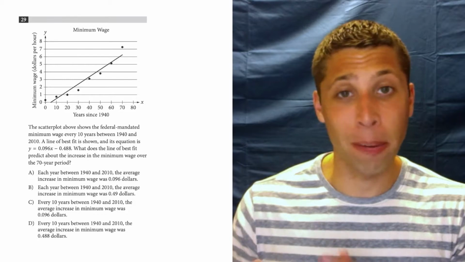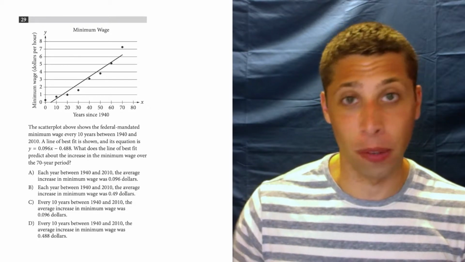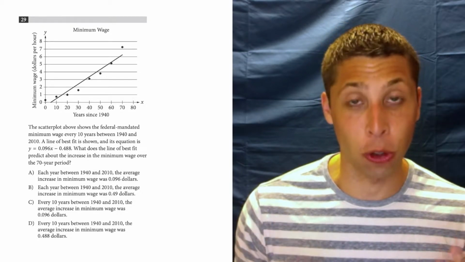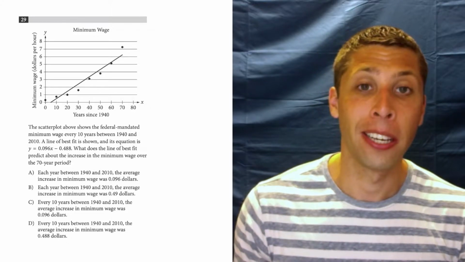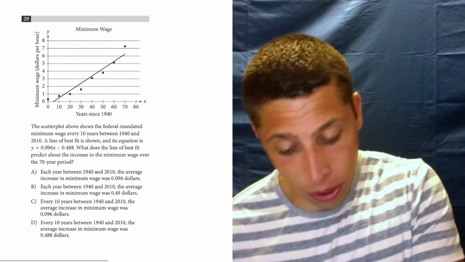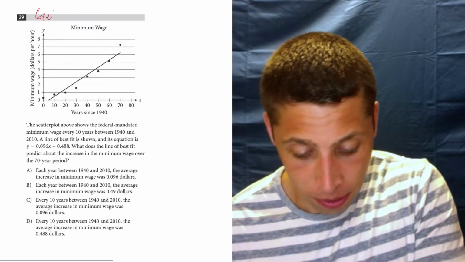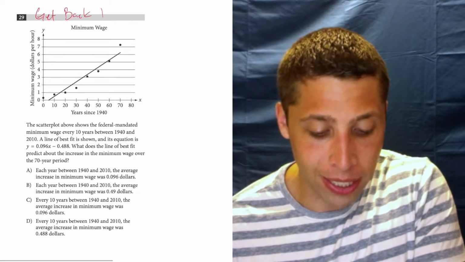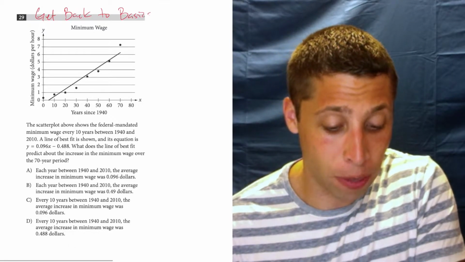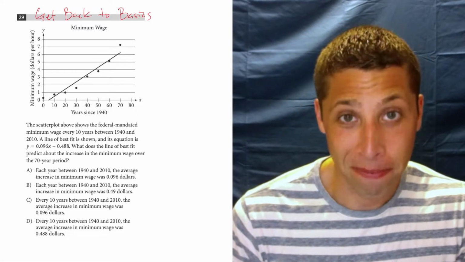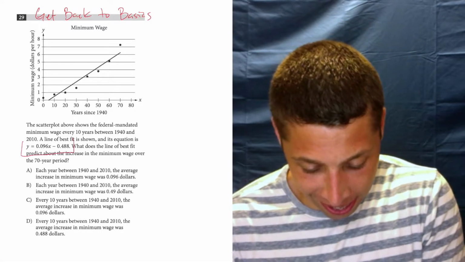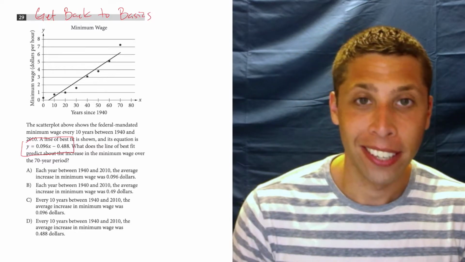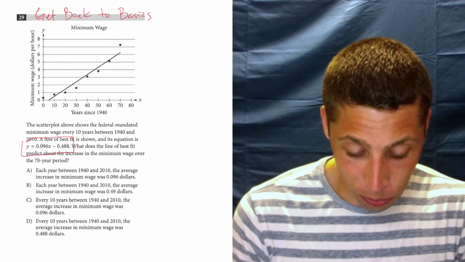On the one hand, number 29 seems like it's going to be really hard. We have a confusing graph, we've got a long story, a weird equation. But if you're smart, you know to just get back to basics. What is this really about? Well, the picture gives it away. It's a line. And the equation gives it away. It's a line. So what do we have here?